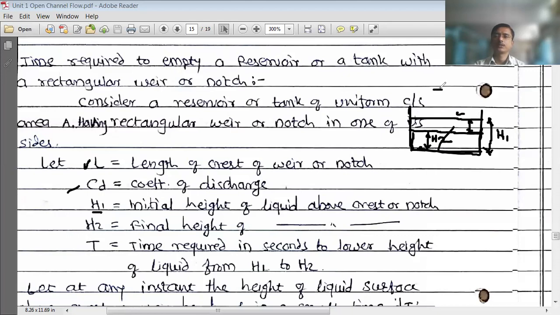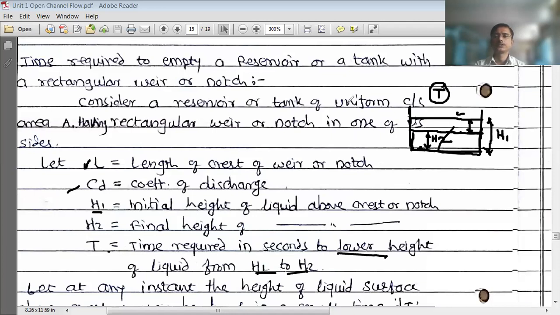That is nothing but capital T. Here we are going to derive this equation for finding this capital T, that is the time required to lower the height from H1 to H2. This is the derivation. T is the time required in seconds to lower the height from H1 to H2.